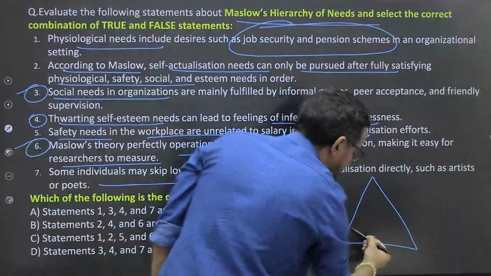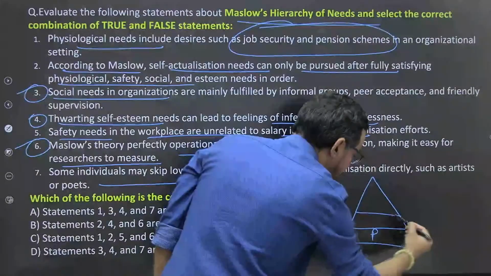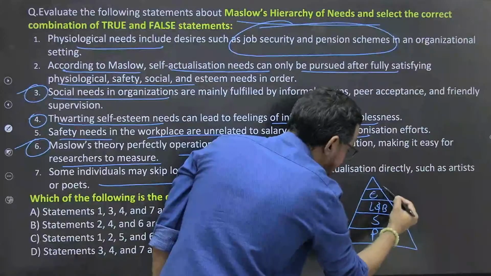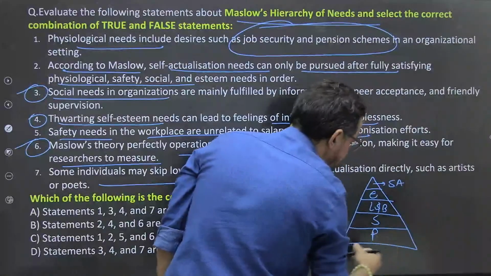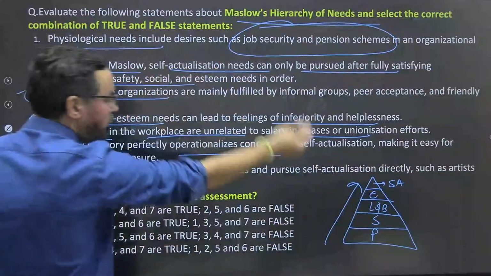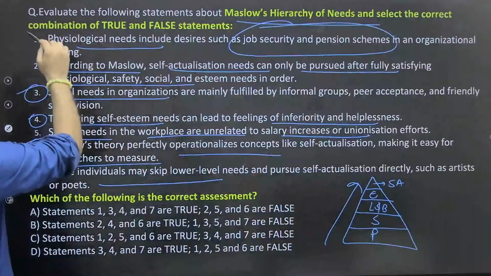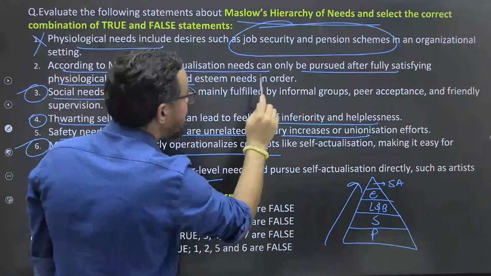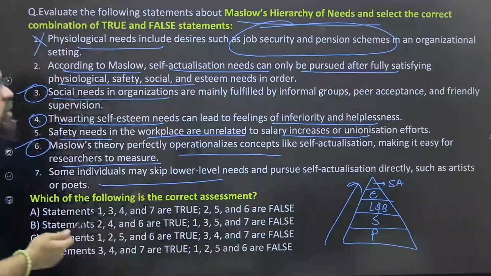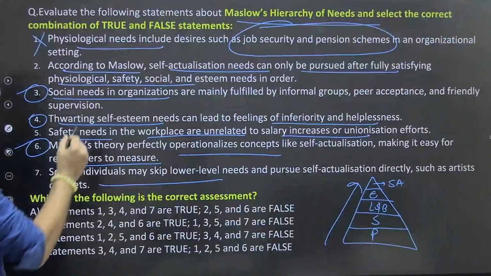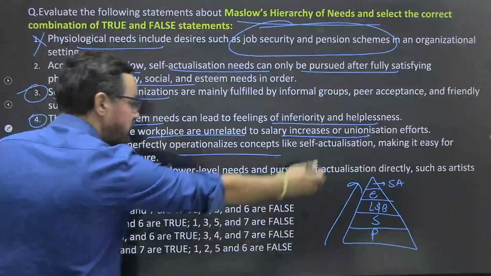So that pyramid is आपका, first we have physiological need, then we have safety, then we have love and belonging, then we have esteem, and then we have self actualization. This is the pyramid आपका basically, ठीक है. So this is something which generally belongs to safety आपका, not to this one. So statement 1 is wrong. According to Maslow, self actualization need can only be pursued after fully satisfying these particular needs and all. Statement 2, no, it is not necessarily that we are following this particular pyramid and all.